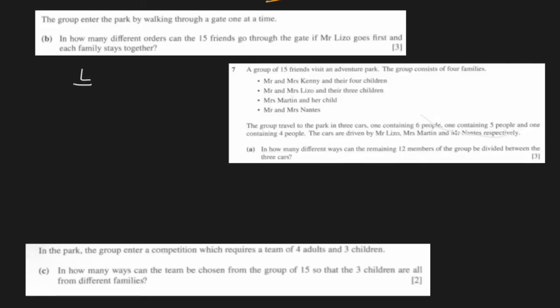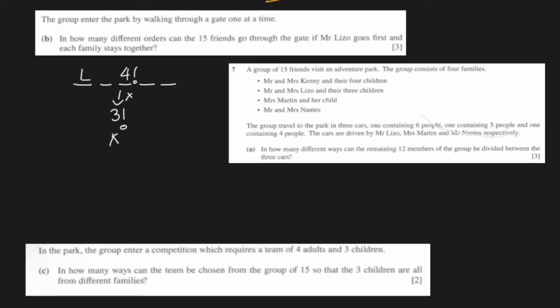So Mr. Lizzo is in the second family. So he has family, Mrs. Lizzo 1 and 3 children, 4. So 4 people will follow him, but those 4 people can come in 4 factorial ways. Correct? Then they will be followed by one of the remaining 3 families, right? So which family comes, we don't know. So those 3 families can come in 3 factorial ways, right? Now we will select each family. So this will multiply with this.